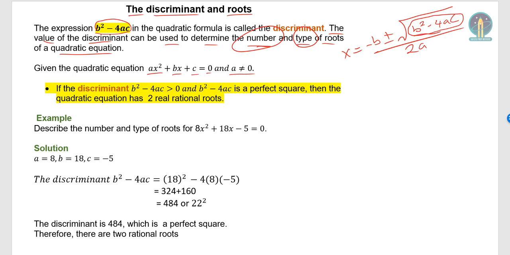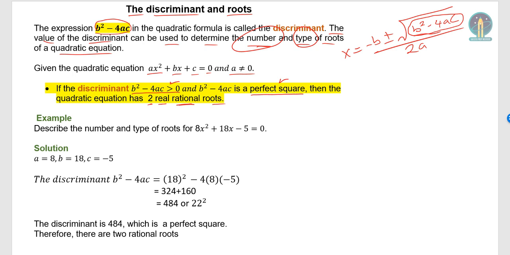The first condition is if the discriminant, b squared minus 4ac, is greater than 0, and if it is a perfect square. Okay, so if these 2 conditions are true, then the quadratic equation has 2 real rational roots. Okay, so 2 real roots that are rational.